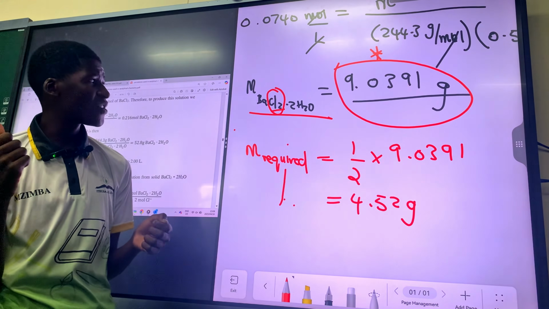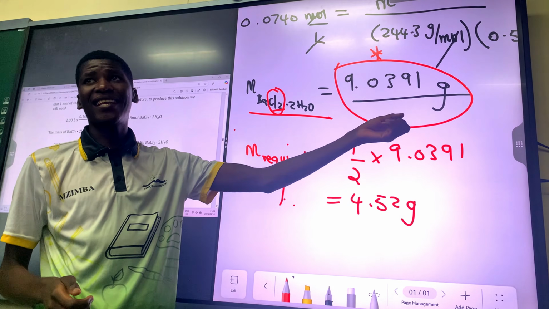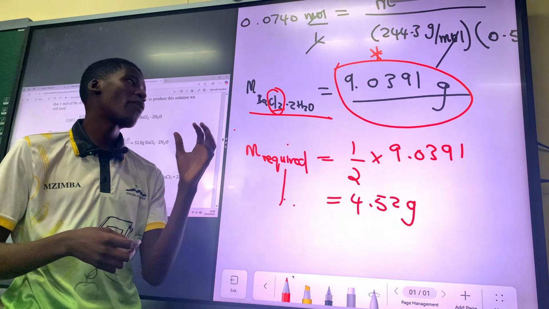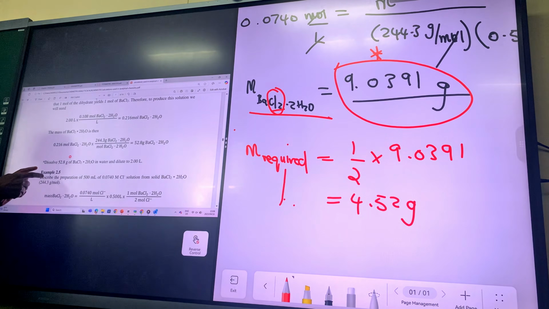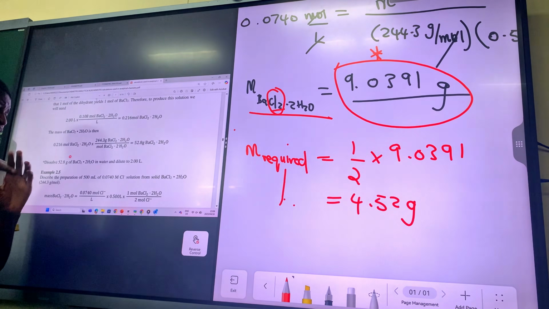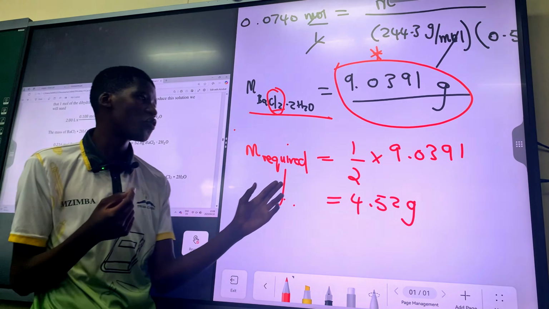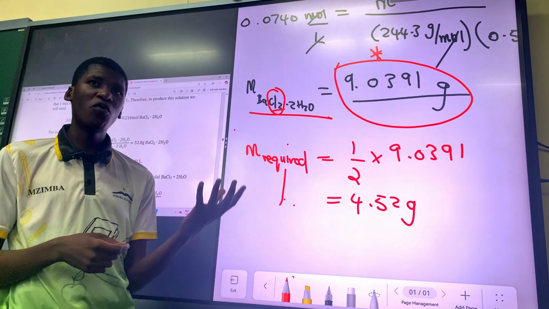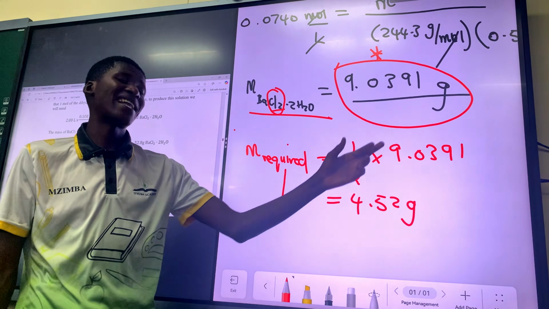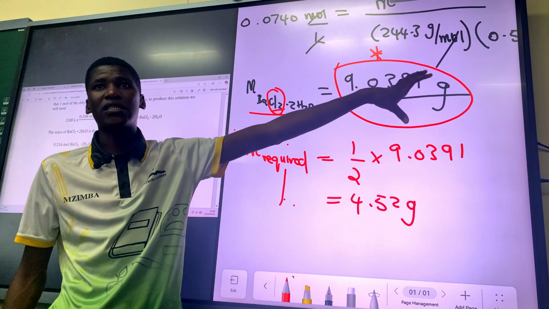In that first case, we had only one barium chloride. That's why we're just going to use the mass exactly as it is. But now we have two chloride ions, and we're looking to prepare only one Cl minus. So you have to use half of this mass because there are two of them. Each chloride is going to take 4.52, another one will be 4.52, making up this 9.0391 grams.